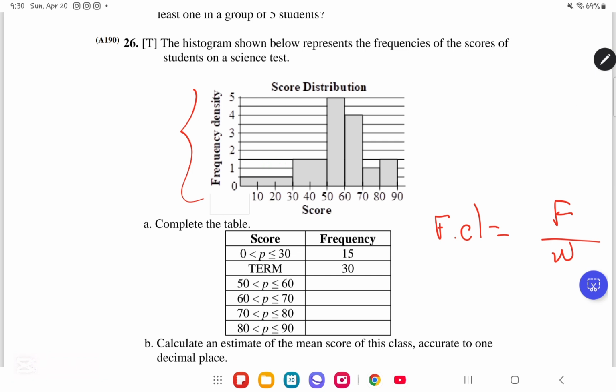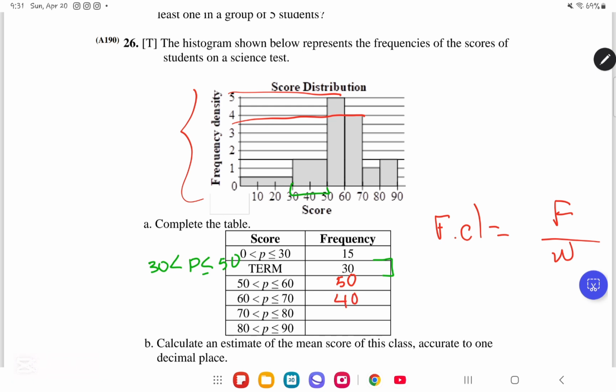Okay, so for the second one, we're going to have a frequency of 30, but the width, as you can see from over here, is between 30 and 50. So it will look something like this. Now let us continue the rest. The frequency density between 50 and 60 is 5, and the width is 10. So it's going to be 5 times 10, which is 50. For 60 and 70, the frequency density is 4. So it's going to be 4 times the width, which is 70 minus 60, which is 10, so 40.